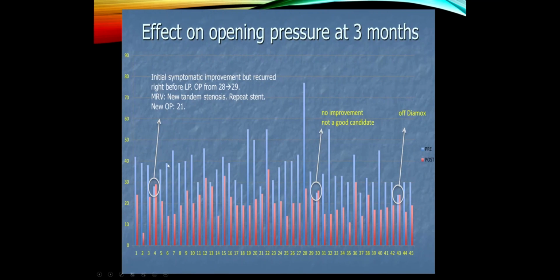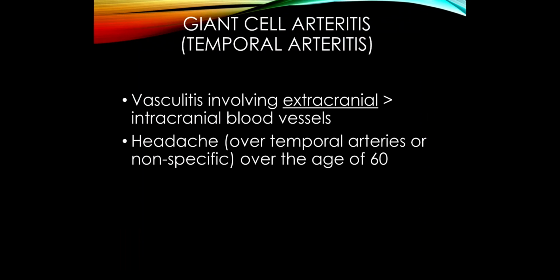And if we look at opening pressure, blue here is prior to stenting of the transverse venous sinus, and red is after. You can see that the pressure goes down quite a bit. So probably this will be the trend going forward more and more, especially for more refractory patients, to put a stent in the transverse venous sinus. All right, so that's one important condition.